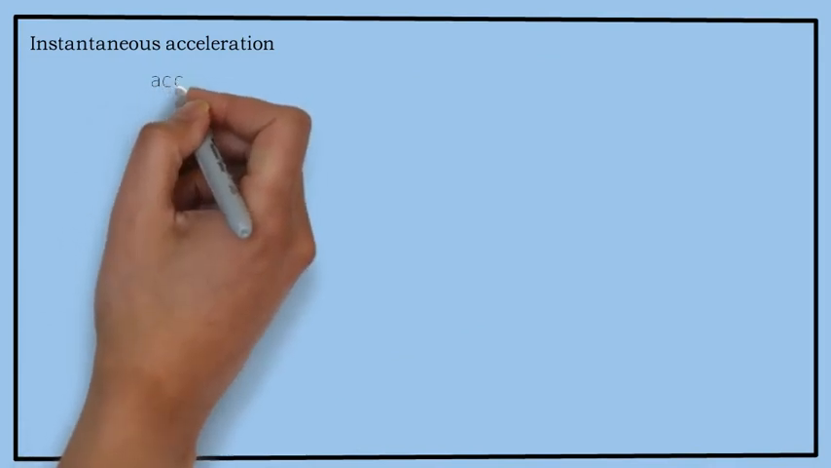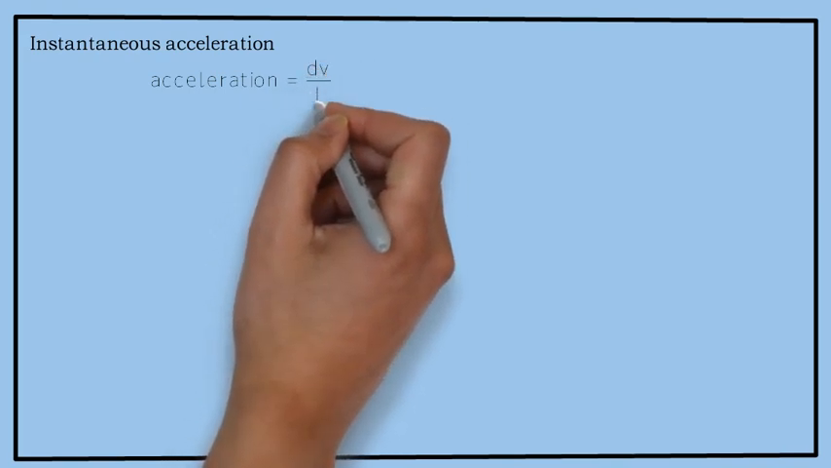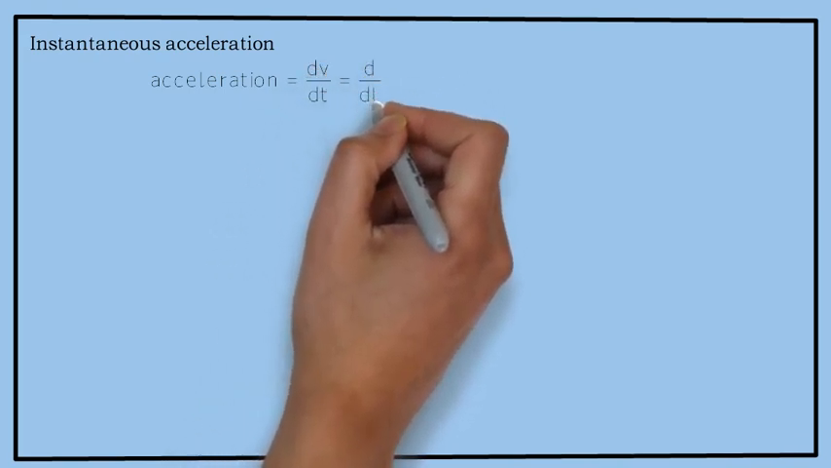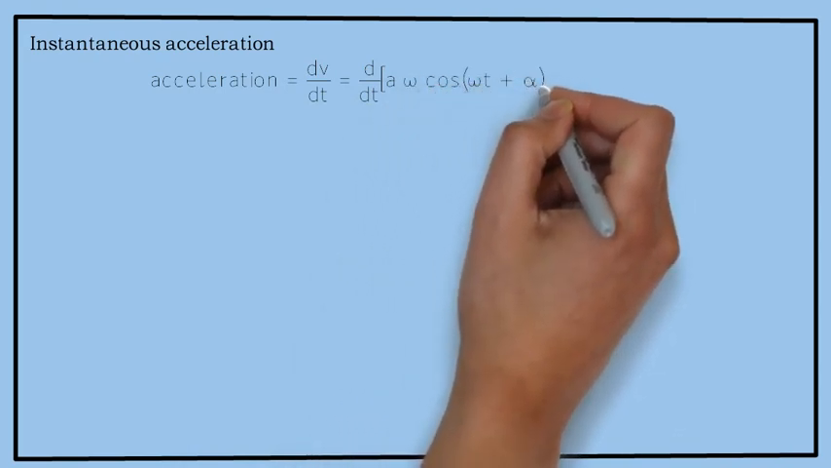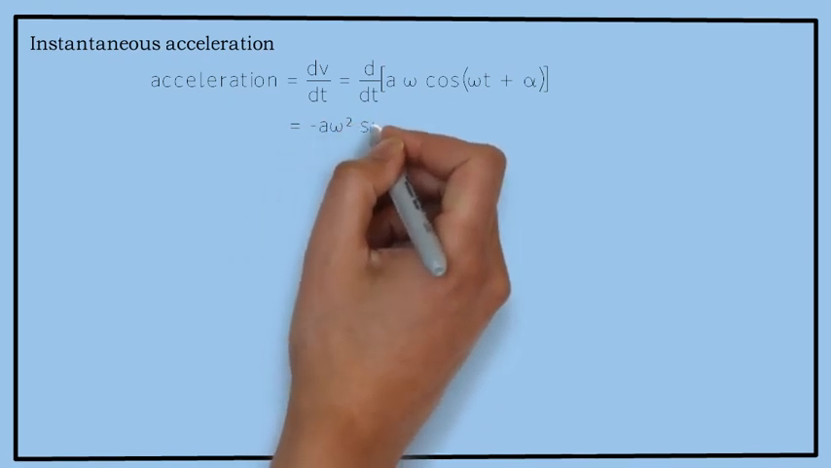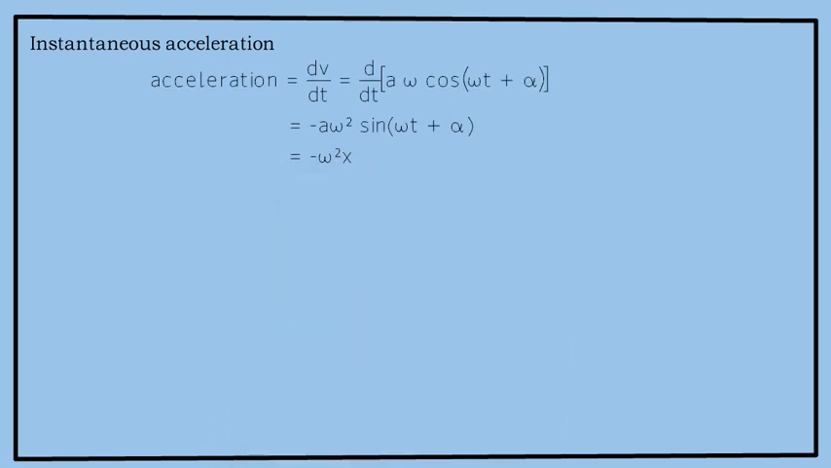Now it's very simple to get an expression for acceleration, because we know acceleration is the time rate of change of velocity. So d by dt of velocity. What is the expression for velocity we have derived? a omega cos of omega t plus alpha. So acceleration is minus a omega square sin of omega t plus alpha. Can you recollect that a sin of omega t plus alpha was x? So I can replace this a sin of omega t plus alpha by x. So I get the expression for acceleration as minus omega square into x.